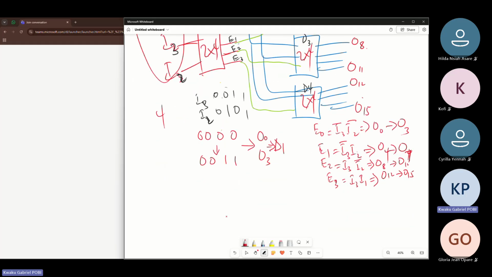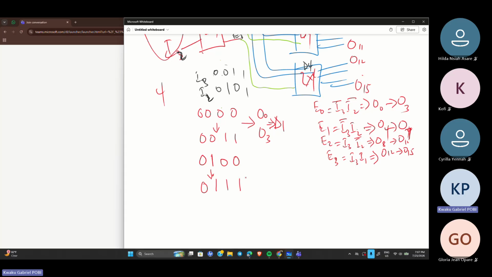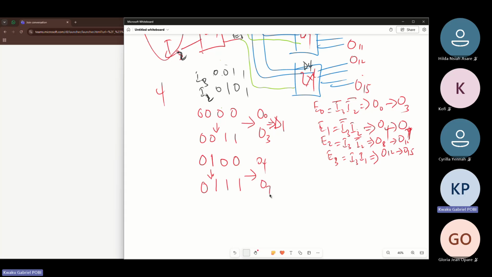Now, let's continue. You need 0, 1, right? 0, 0. So look at the last 2 bits. They all run from 0, 0 to 1, 1. For the second decoder, decoder 2, you need 4 to 7. 7 is 1, 1, 1, right? So here too, you need 0, 1, 0, 1 again. And then here 0, 0, 1, 1 for the two inputs, I0, I1, respectively, or I1, I0, whichever way. Now, this is O4 to O7.